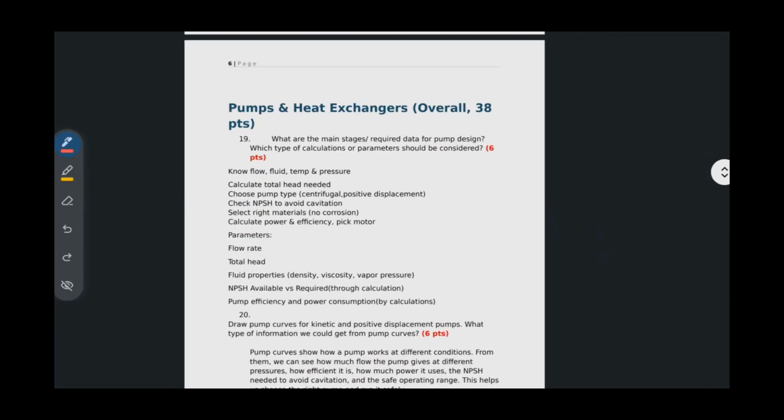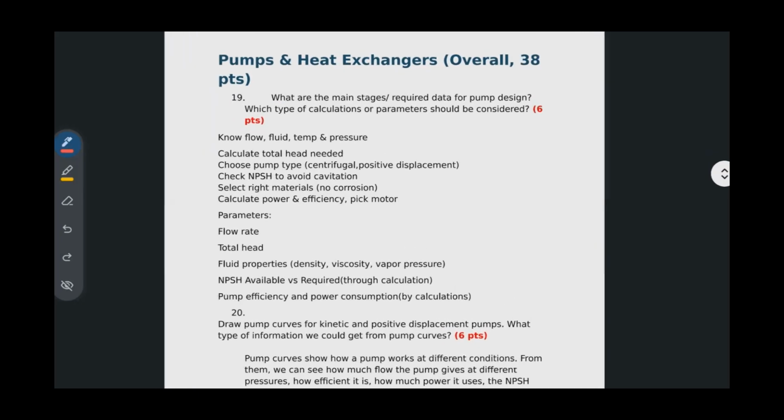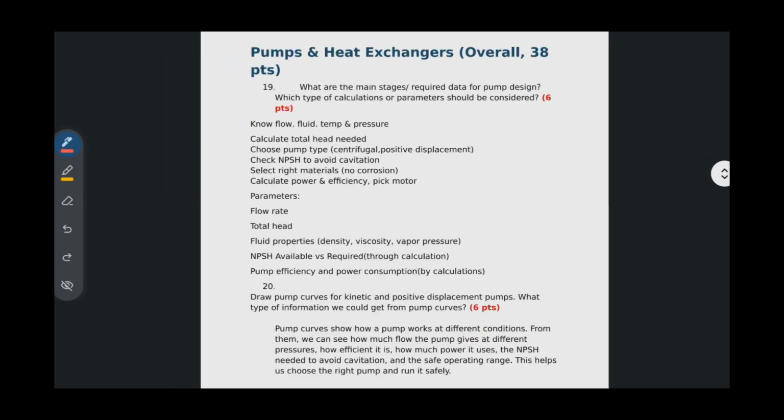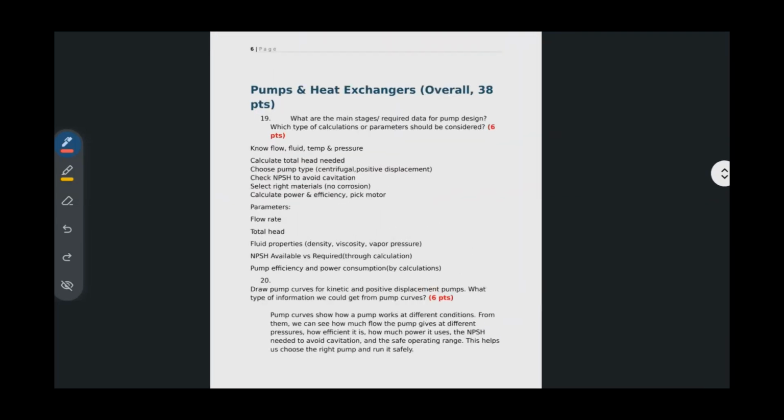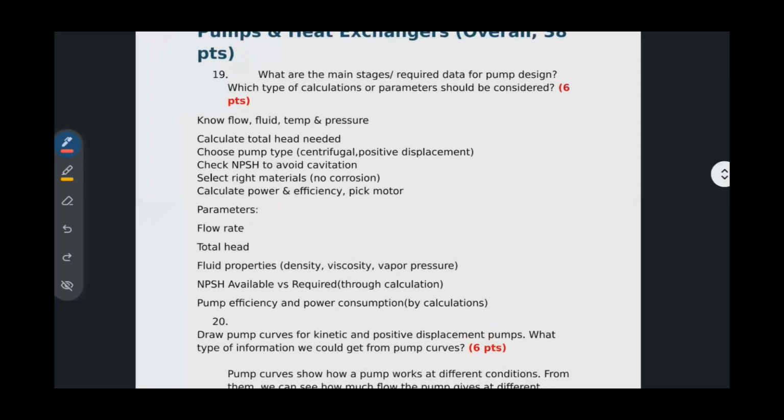Okay, the next section is about the pumps and heat exchangers. So we have 1, 2, 3, 4, 5 questions, I think. Yes, 5 to 6 questions in general. So what are the main required data for pump design? I didn't ask for all the steps in general, but what kind of parameters do you need to consider for pump design?